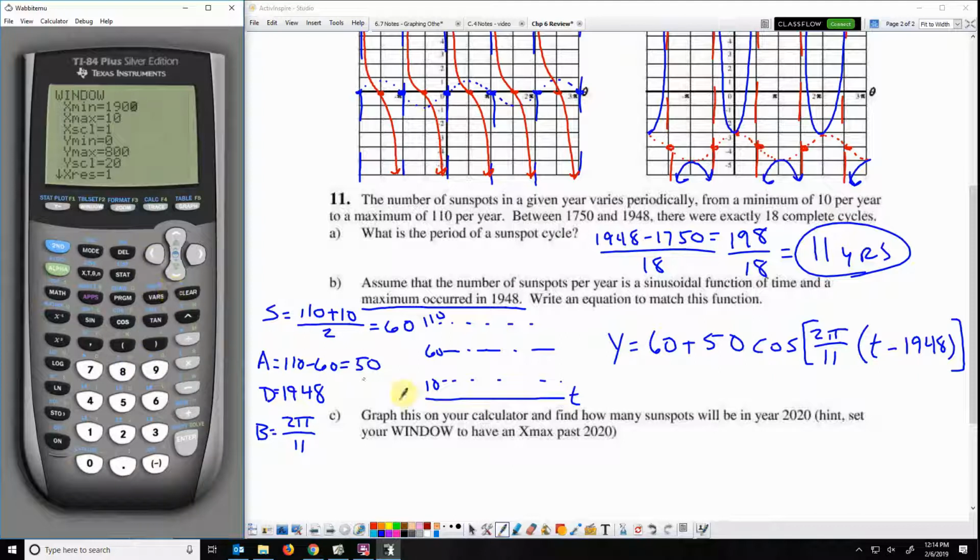Let's actually, we need 2020. Let's set that to the year 2000. Okay, and X maximum, I have to go at least as far as 2020. So how about 2040? That'll give us a couple cycles, I think. A scale of 1 might be a little bit much, so let's go by 5. Spread this thing out a little bit. A Y minimum, 0 sunspots up to 110 sunspots. Should give us a good graph.